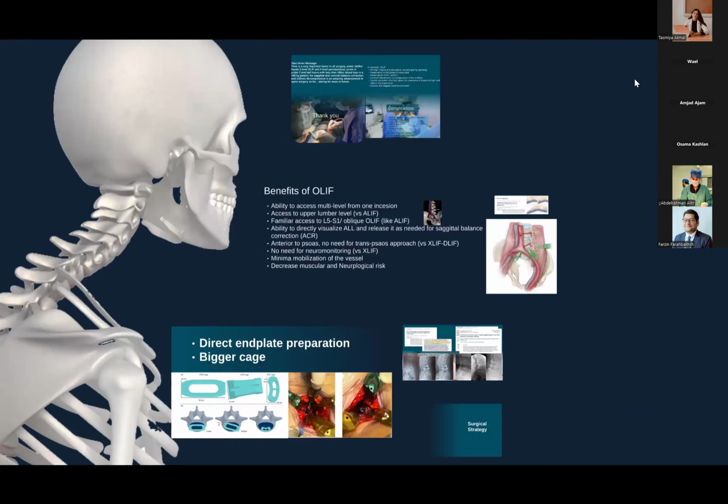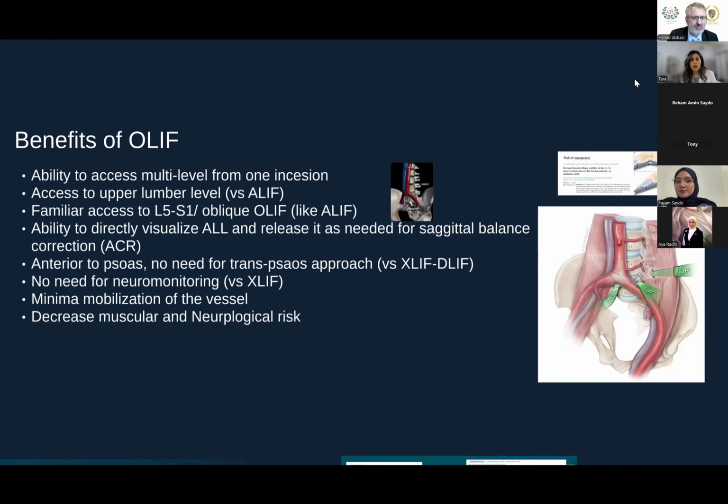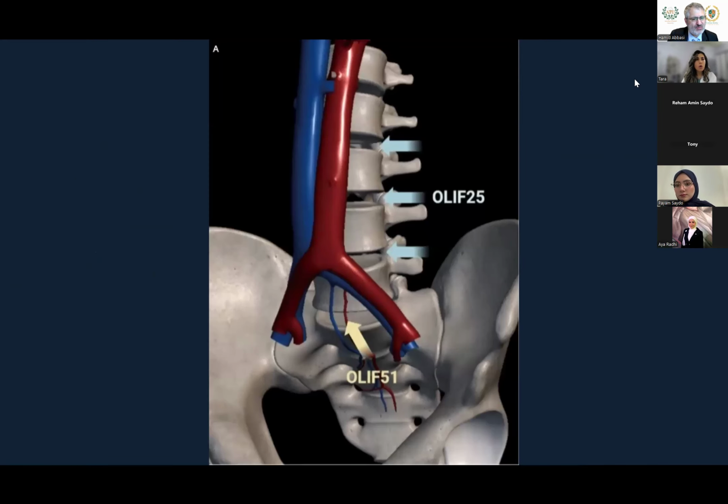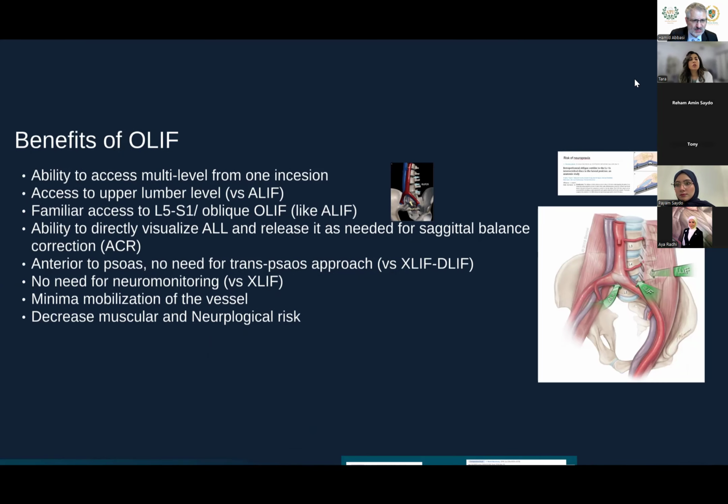So while I'm mentioning all of this, some of you might ask, if these are all achieved through OLIF, then might they be achieved through other lateral or anterior approaches? What would be the benefit of OLIF? Its ability to access multiple levels from one incision, as I've explained now, even the ability to access the L5-S1 through oblique OLIF, or it's called OLIF 5-1. It is able to access the upper lumbar levels, which might be very difficult, or impossible, or very risky due to the transposition of the great vessels. ALIF is not able to do L1-2 or L2-3.